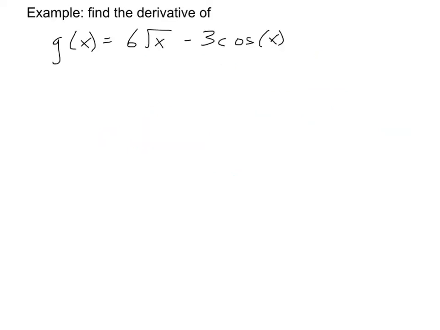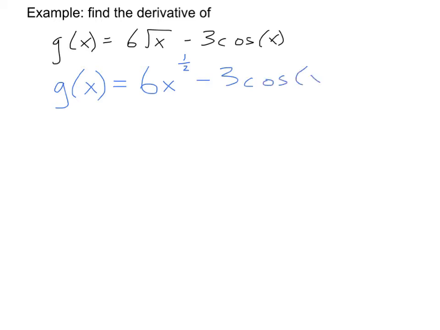Another example for us, find the derivative of g of x equals 6 times the square root of x minus 3 cosine x. Pause the video, walk through this, do this derivative, and bring yourself back to check. So to take this derivative, I'm actually not going to write g prime of x. I'm going to just write g of x because I'm not ready to take the derivative yet. Many of you may really want to write this as 6x to the 1/2 before you go on.